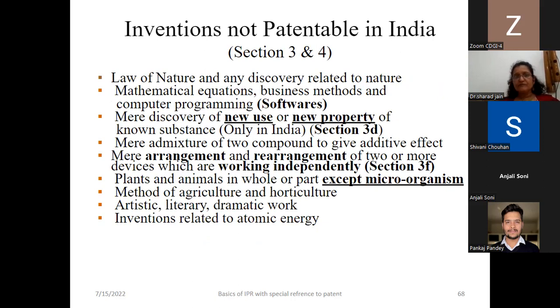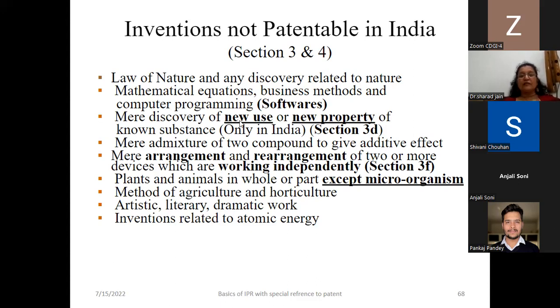Yes, ma'am. Okay. So there are different kinds of laws and sections in patents. We have talked about sections 1 and 2, what kind of inventions are patentable and not patentable. Sections 3 and 4 also cover what is patentable and what is not patentable in India. In sections 3 and 4, a law of nature and any discovery related to nature is not patentable.